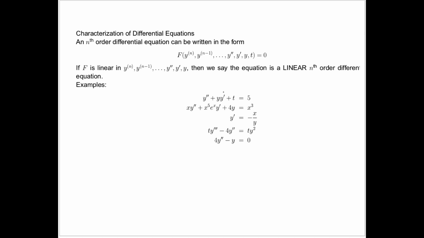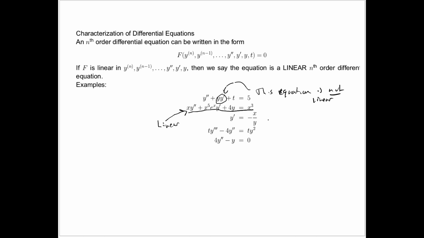So look at this equation here. Notice that we have y times y prime. That tells us that this equation is not linear. It's not a linear differential equation. Look at this next differential equation. You see we have x times y double prime. Here we're using x as our variable instead of t. We have x to the fifth e to the x times y prime. We have just a constant 4 times y equals x cubed. This is linear.